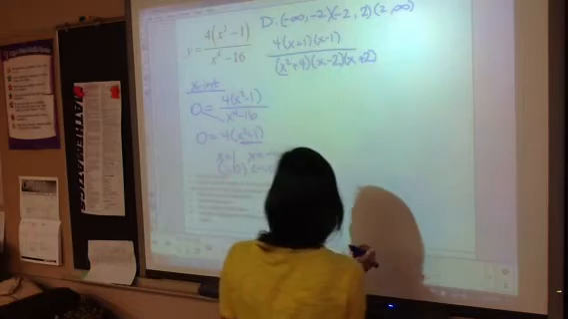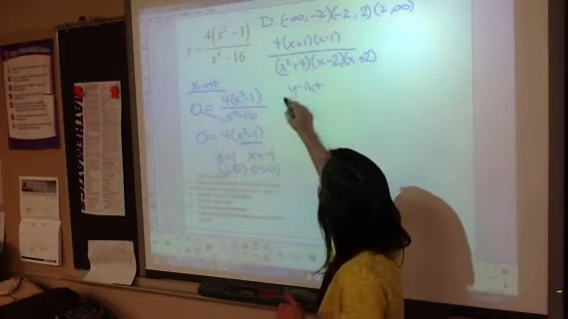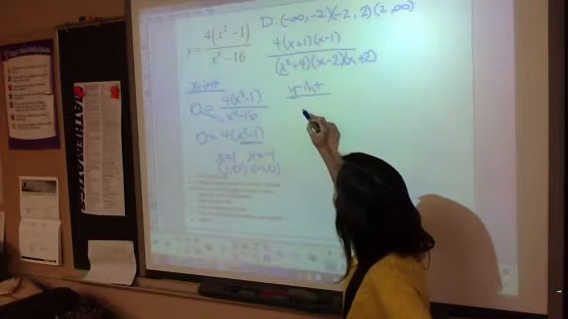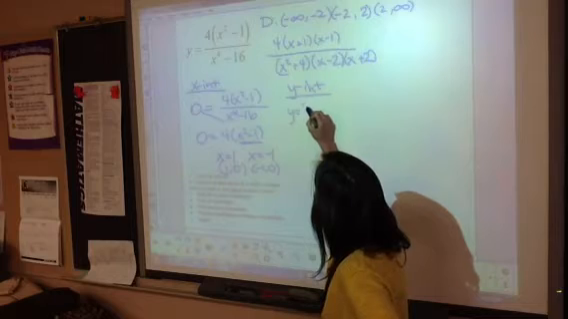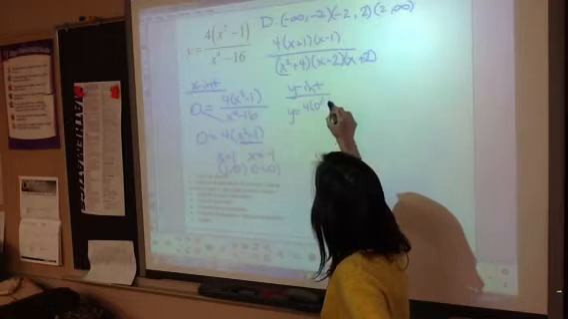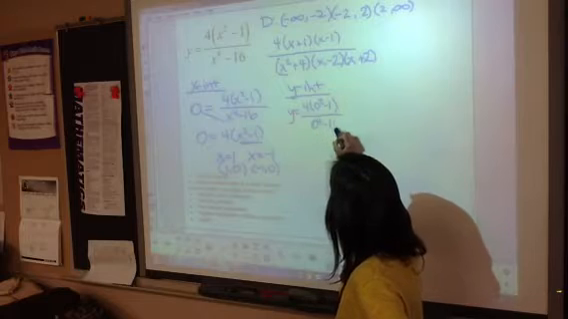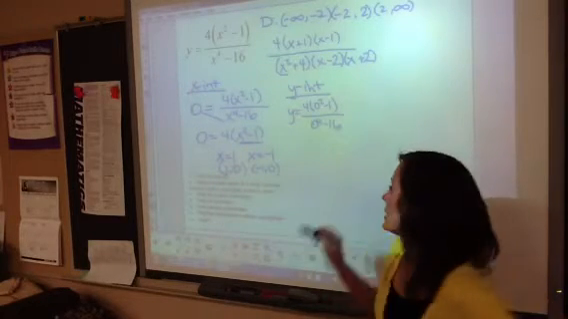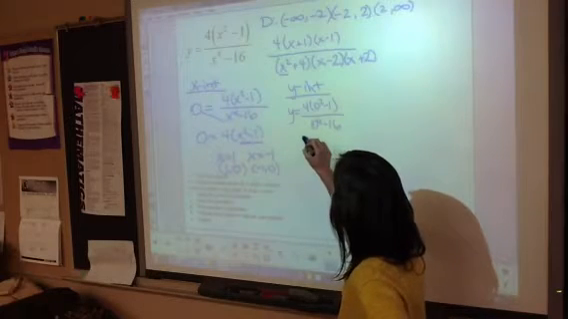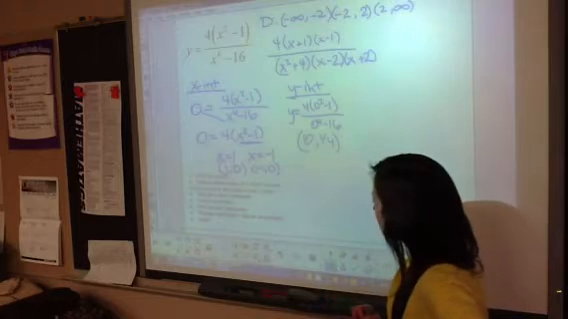Alright, to find your y-intercept, we are going to put in 0 for x. So we got y equals 4 times 0 squared minus 1 over 0 to the 4th minus 16. So on top you have negative 4, on bottom you have negative 16, so that reduces to 1/4. So 0, 1/4 is your y-intercept.